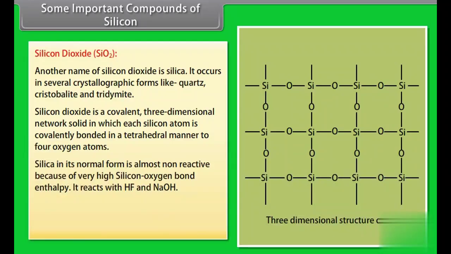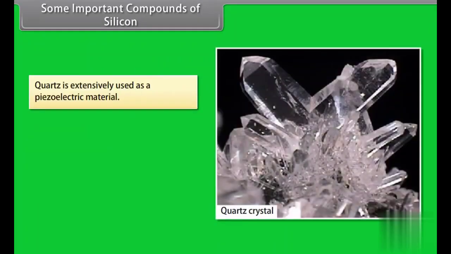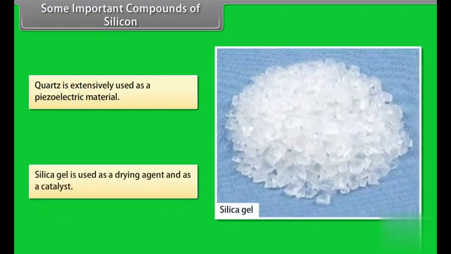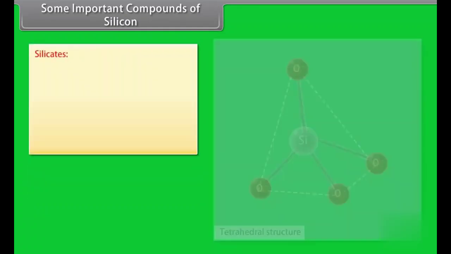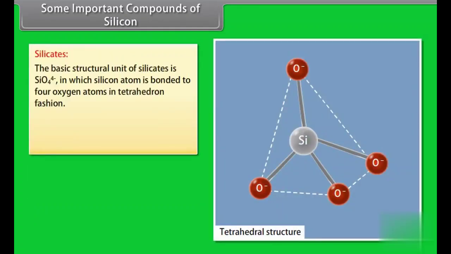It reacts with HF and NaOH. Quartz is extensively used as piezoelectric material. Silica gel is used as drying agent and as a catalyst. Silicates. The basic structural unit of silicates is SiO4 4-, in which silicon atom is bonded to 4 oxygen atoms in tetrahedron fashion.